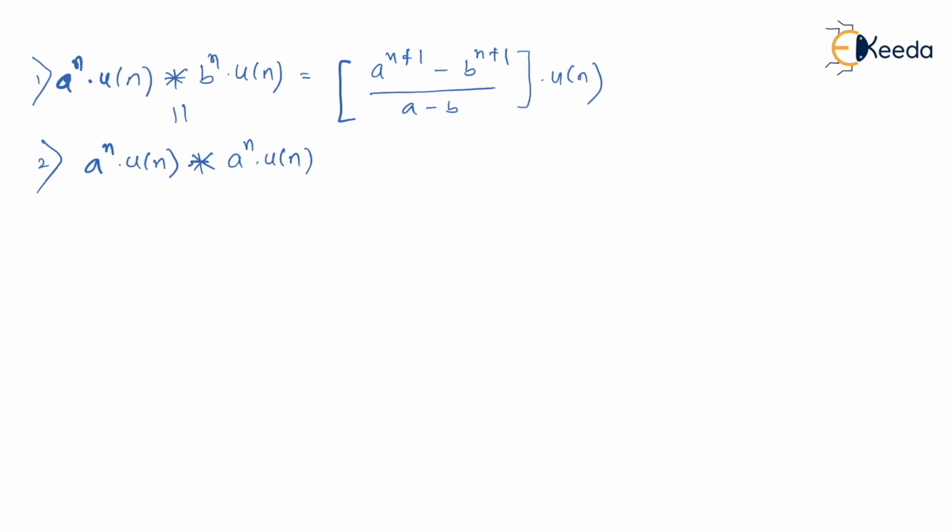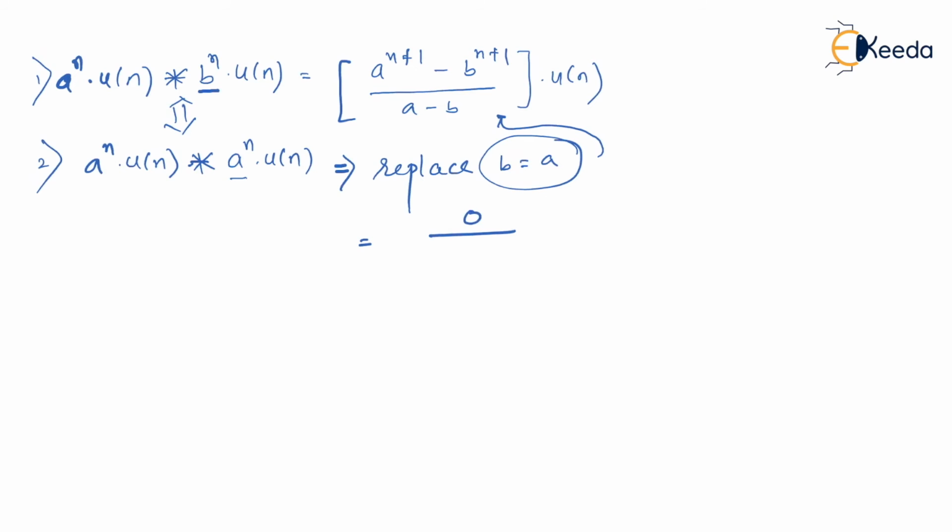Now if you compare this, you will see that here just b to the power n is replaced with a to the power n. So this can be done just by replacing b equal to a in the above result. But if I substitute b equal to a here, what is going to happen is in the numerator you will get 0, in the denominator you will also get 0, and 0 by 0 is considered undefined.